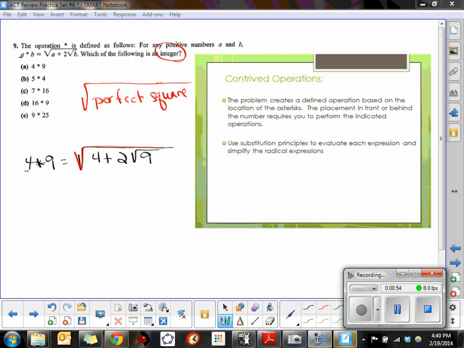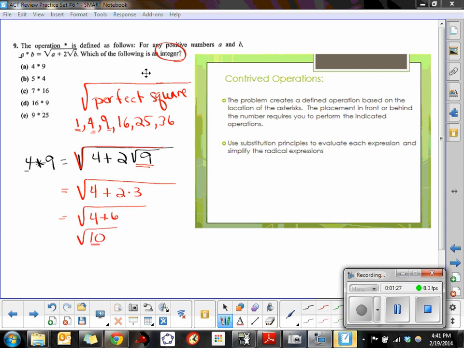Numbers that are perfect squares are numbers like 1, 4, 9, 16, 25, 36, and so on, because it's 1 times 1, 2 times 2, 3 times 3. So I'm going to see if this 4 star 9 gives me a perfect square under the radical. So it's the square root of 4 plus 2 times, and the square root of 9 is 3, so 2 times 3, so that's going to equal the square root of 4 plus 6, and that's going to be the square root of 10.